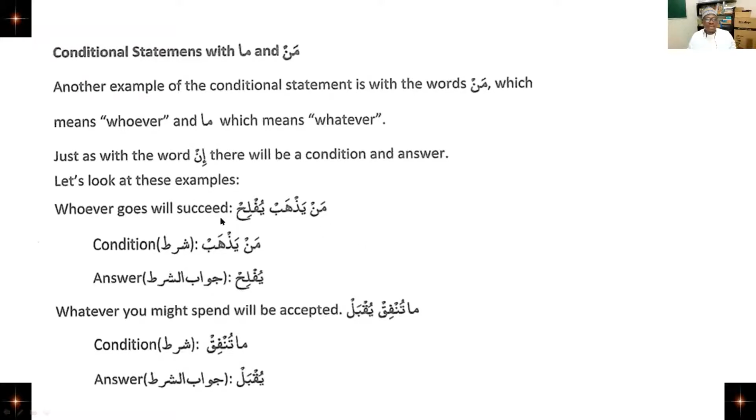Man yadhhab yuflih. Man, that is, alladhi yadhhab. So this is the fi'l shart. Yuflih is the jawab. Okay, whoever goes will succeed. That's how it's translated. So this man is adat shart. What it does is it causes the fi'l here to be majzoom. Okay, good.